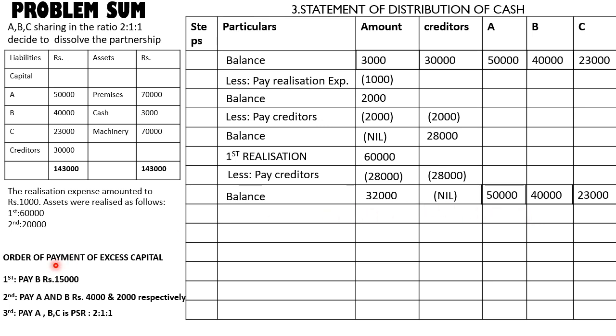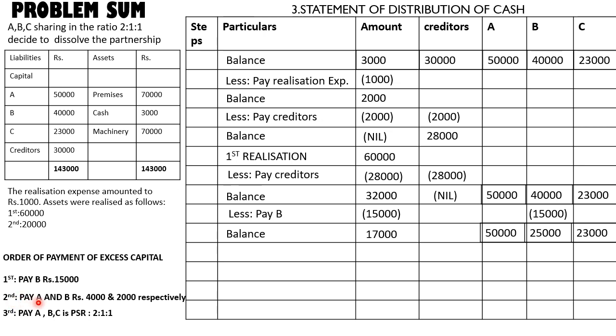Okay, so now let us pay 15,000 to B. So we'll add, let's pay B 15,000. So 15,000 will be deducted from the balance as well as from the balance of Mr. B. So the balance which is pending is now 17,000, 50,000, 25,000 and 23,000. We have here cleared the first order of payment. We still have amount available with us. So now let us see what is the second payment of order.